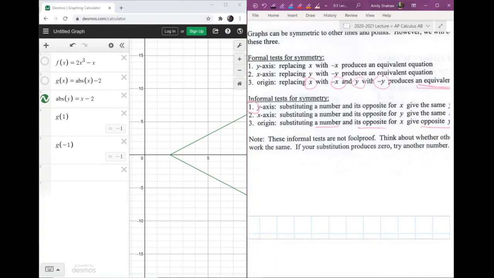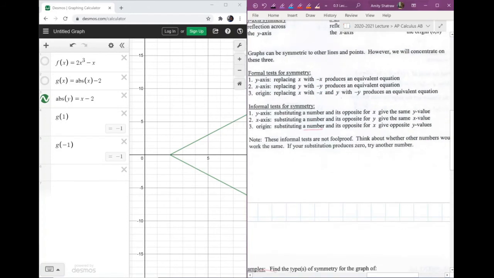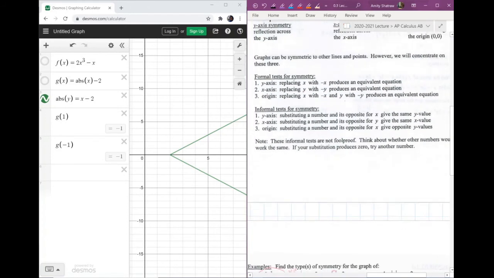And for that, remember, the test that we are using was that if we put in a number and its opposite and we got the same x value, that's what happened. And if we replace y with negative y and we got the same equation, then that means that it is x-axis symmetry. Okay?